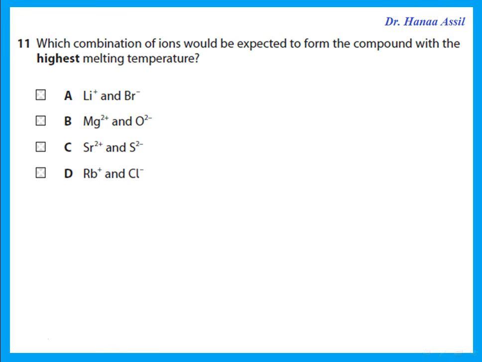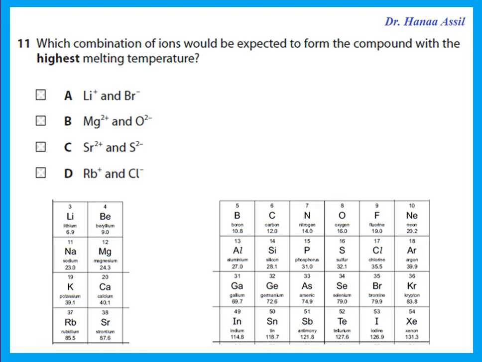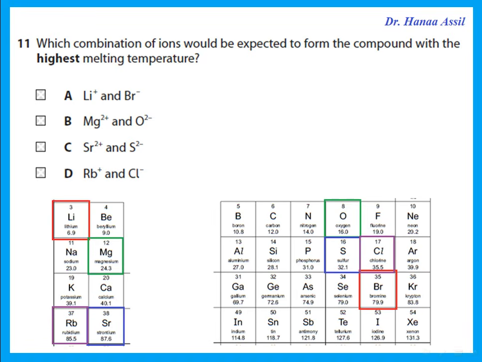Which combination of ions would be expected to form the compound with the highest melting temperature? Well, let's take a look at these combinations. We look at the periodic table. He has lithium with bromine, or lithium bromide, magnesium oxide, strontium sulfide, rubidium chloride, and he's asking which of these has the highest melting temperature. Highest melting temperature means strongest ionic bond, strongest attraction between the ions.